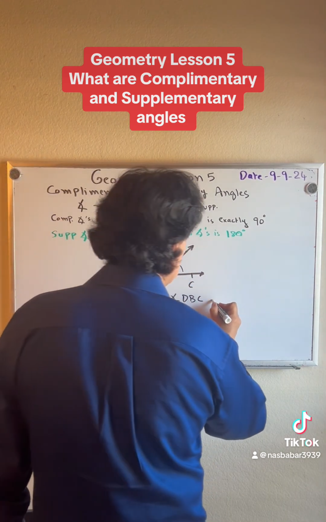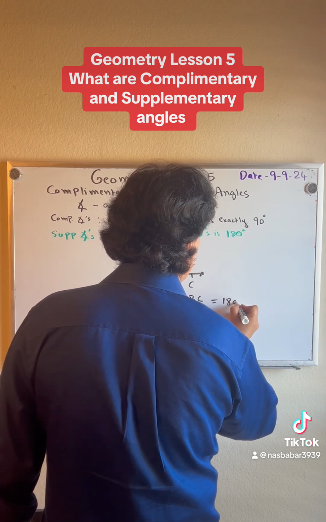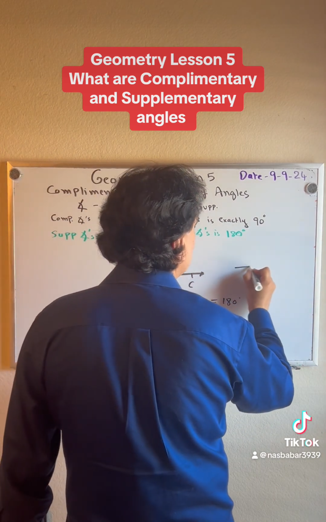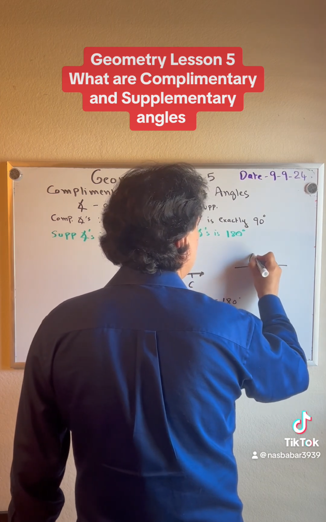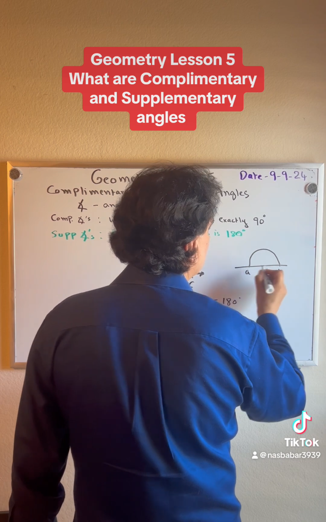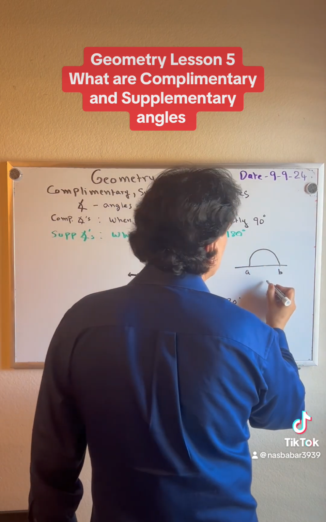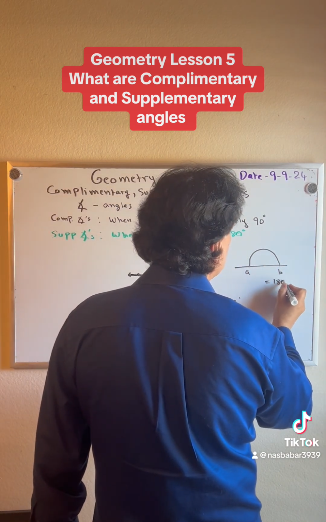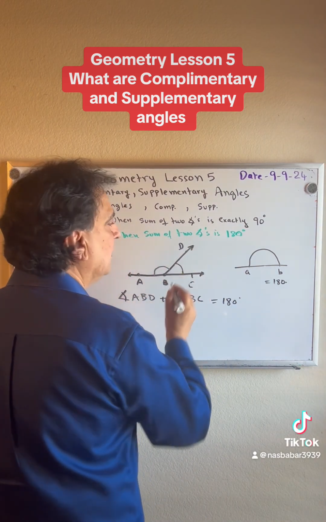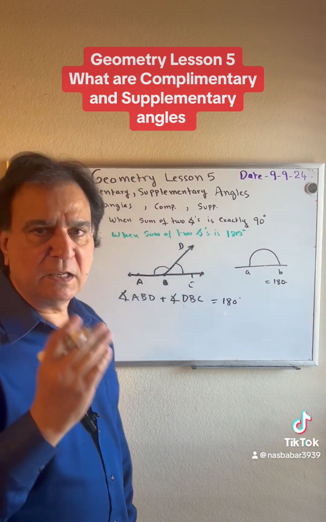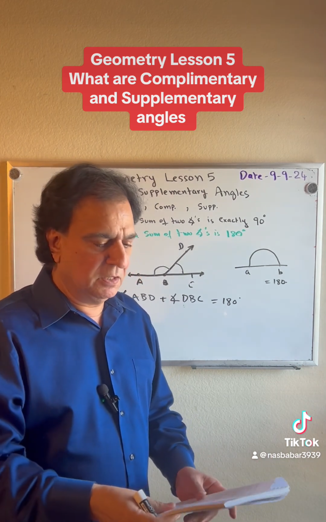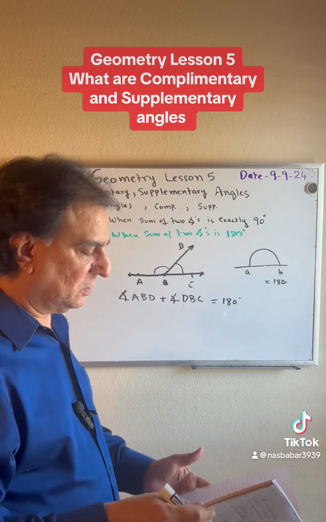Yes, it is. Why? Because it's a straight line. When you have a straight line, the angle around a point, let's say B, is half a circle. So this is basically 180 degrees. So if you divide it into two parts and the sum of the two angles is 180, then they basically supplement each other. They're known as supplementary angles.